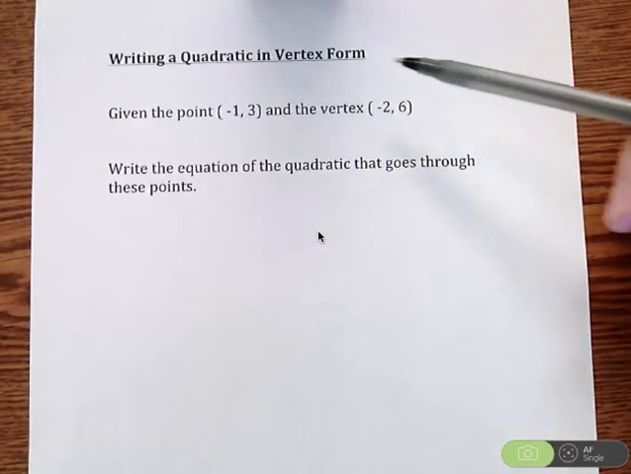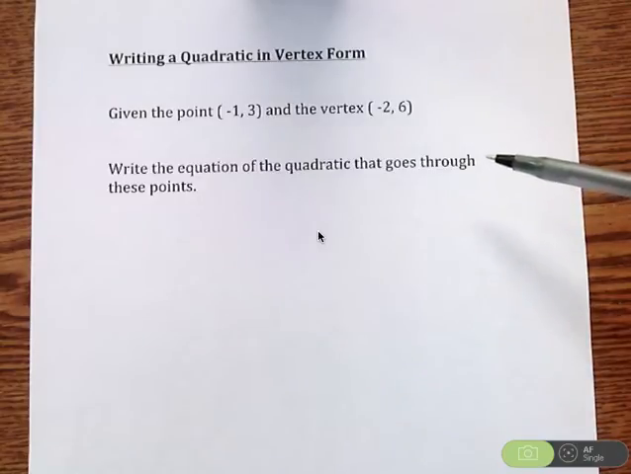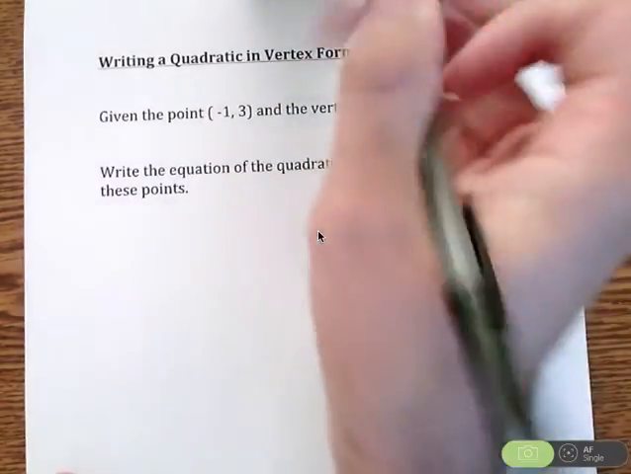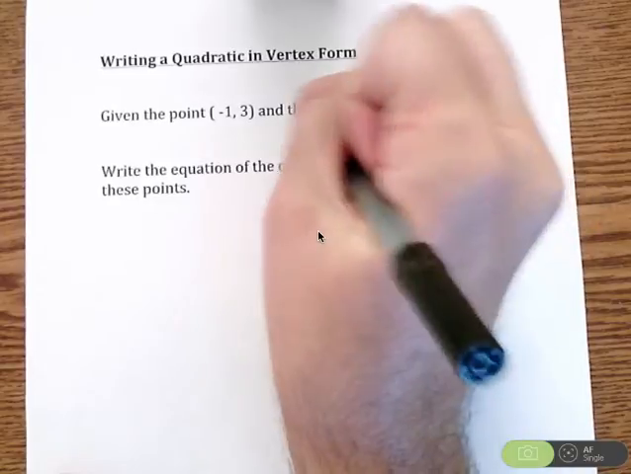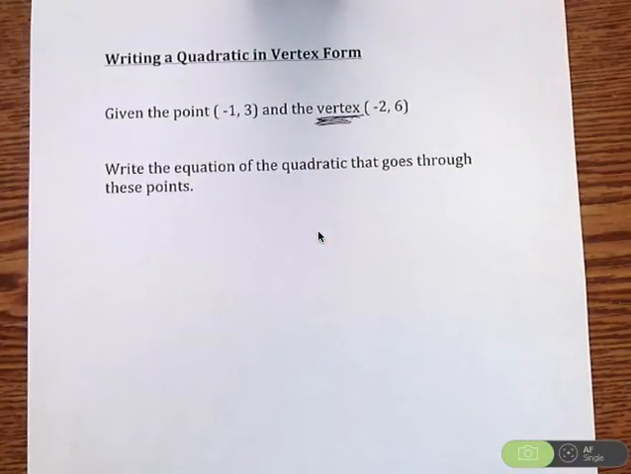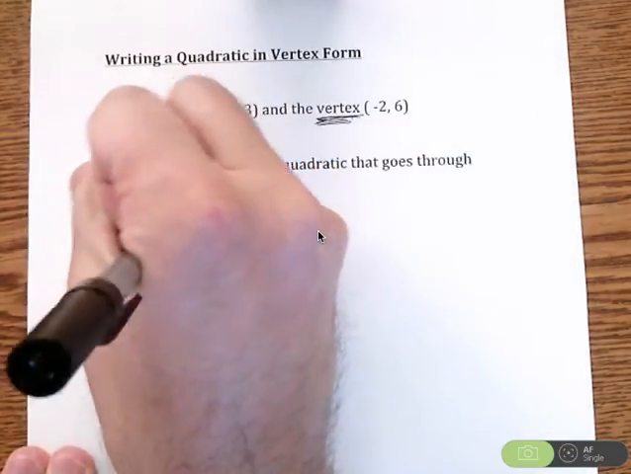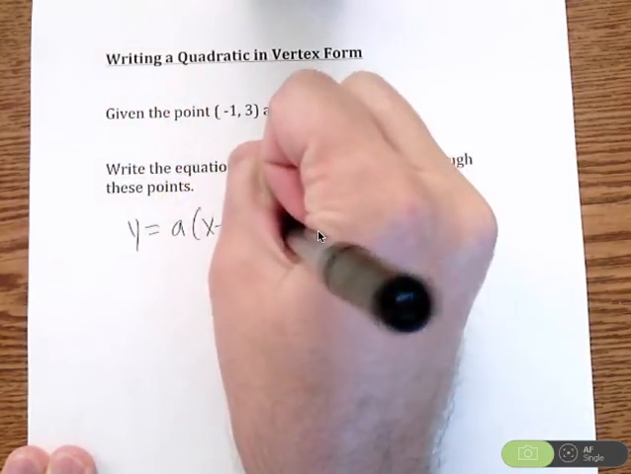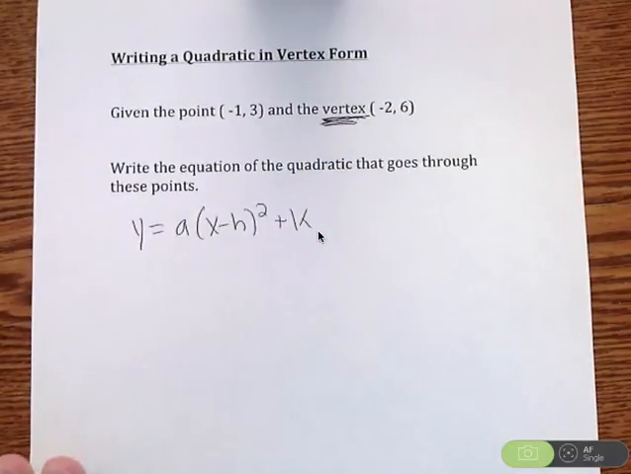So typically in these problems they won't tell you which form you're going to write your quadratic in. But there is a very, very big clue. They give you a point and they give you a vertex. Typically when they give you a vertex, that means they're signaling that they want you to write this in vertex form. Now remember, vertex form is y equals a(x minus h) squared plus k.